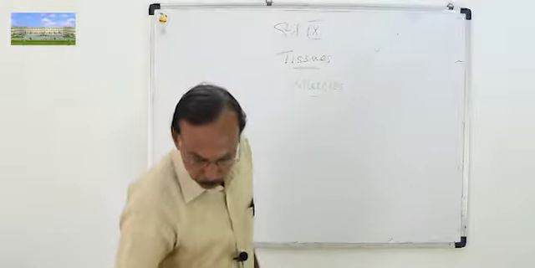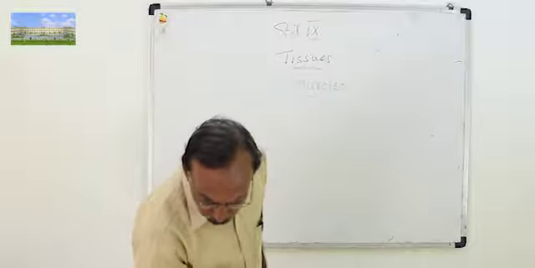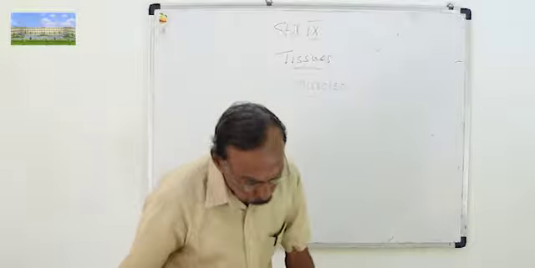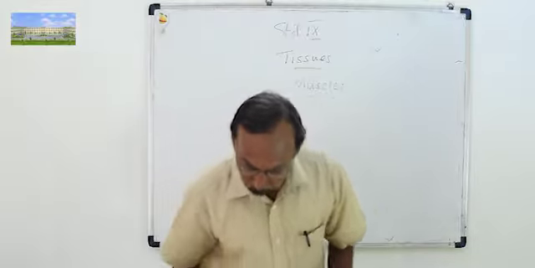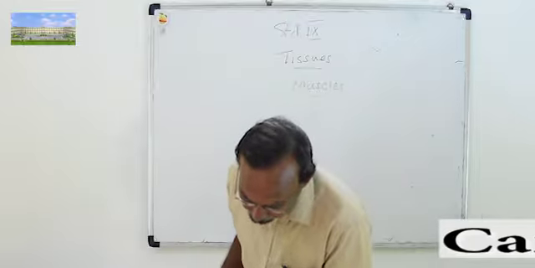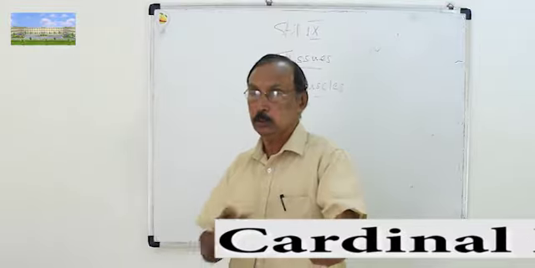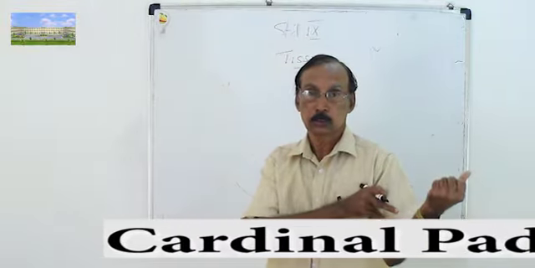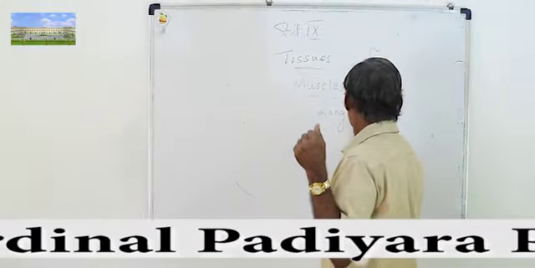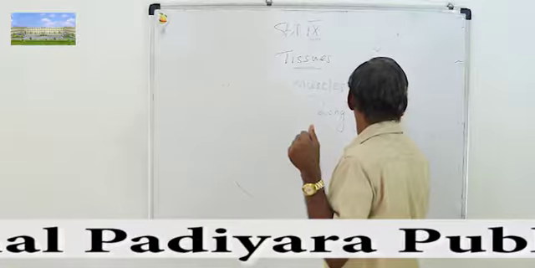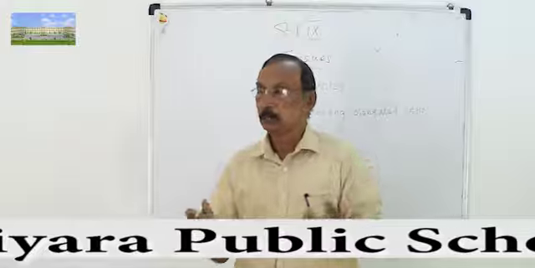Muscles, there are two types of muscles. Muscles are generally long elongated cells, and they help in the movement of the body. This I already told you.